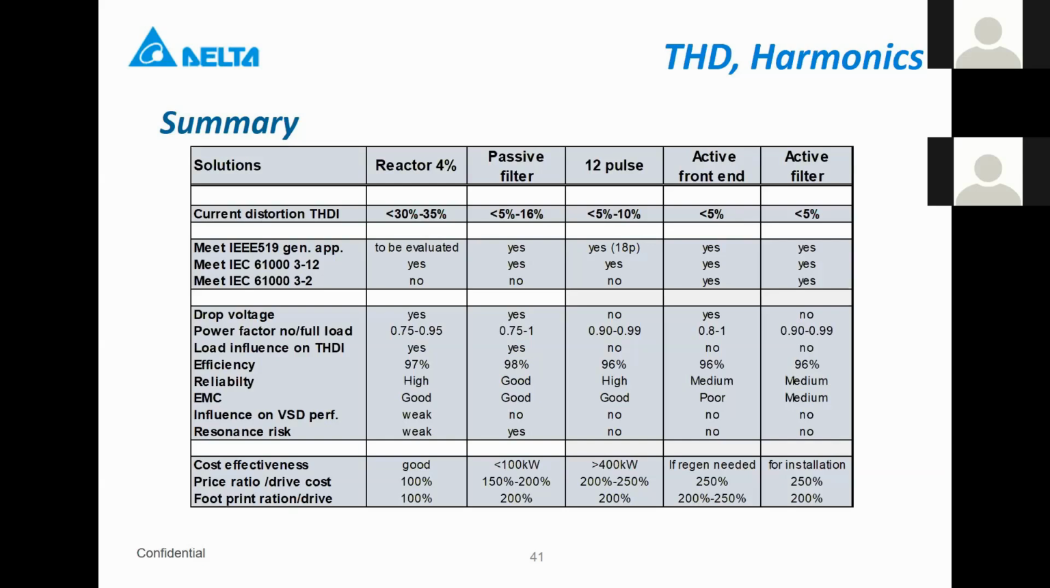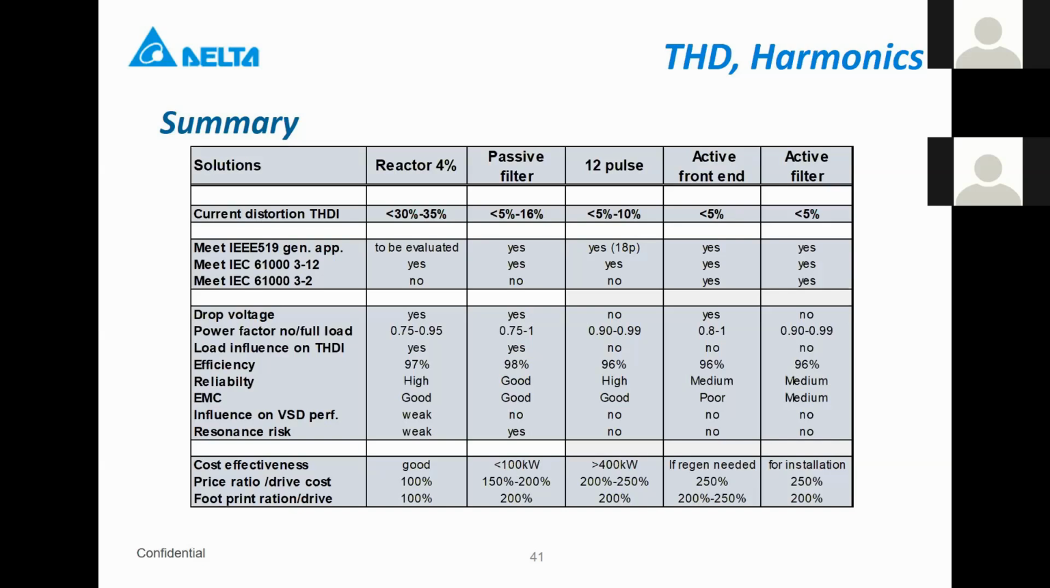Active front end, you can reach a THCI level lower than 5% if you use an LCL filter. You can also regenerate and use it as a regenerative drive in that case, because when you have an application like a crane, energy comes back to the DC bus of the drive itself, and you can regenerate that back to the main supply. So in that case, it's also effective, not only for the THCI, but also for using less power.